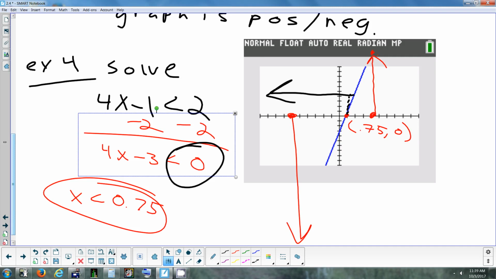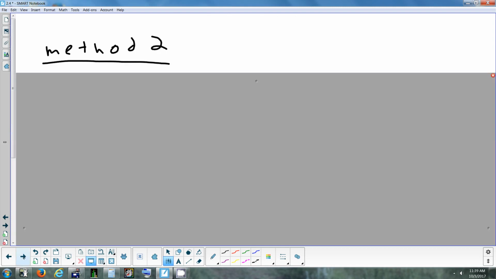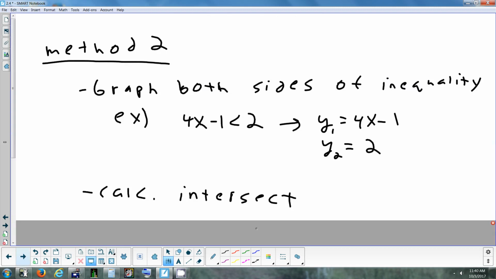Okay, so that's one method to solve an inequality on the calculator: calculate a root. Okay, second method. The second method is going to involve finding an intersect. The advantage of finding an intersect is that you don't have to rearrange it and get 0 by itself. You leave it the way it is. So we're going to do the same problem again, but this time we'll do it as an intersect. Keep what's on the left in y1. Put what's on the right in y2. And then see where they cross.